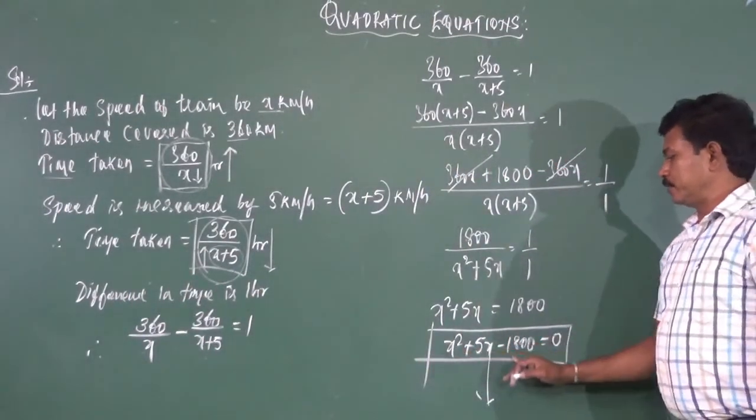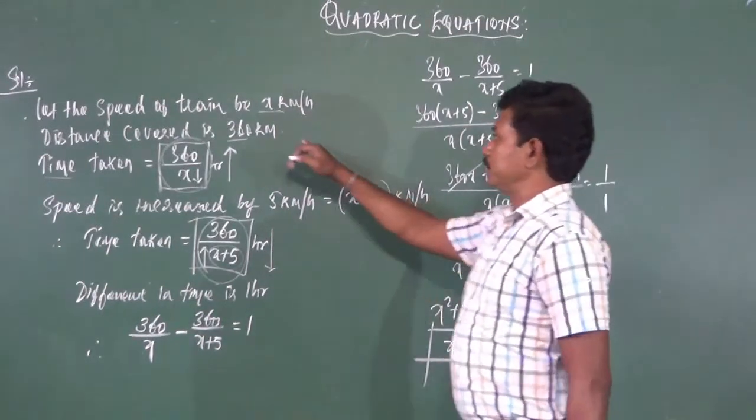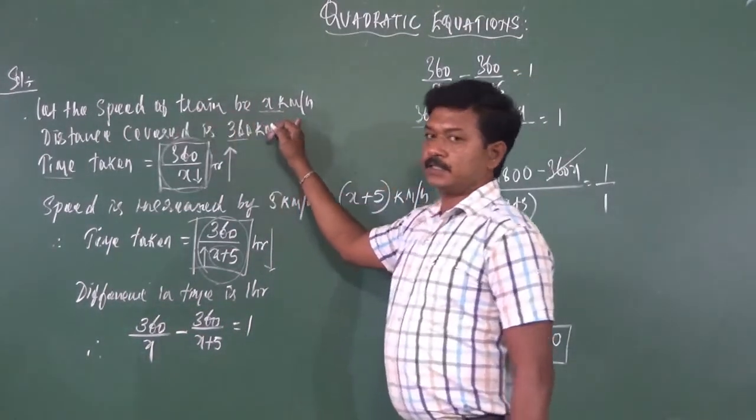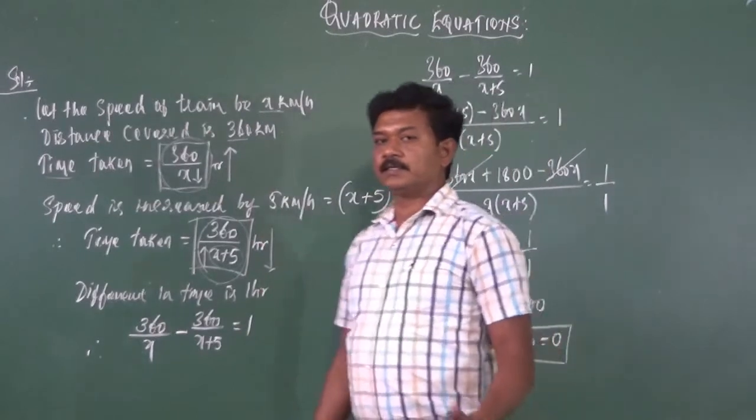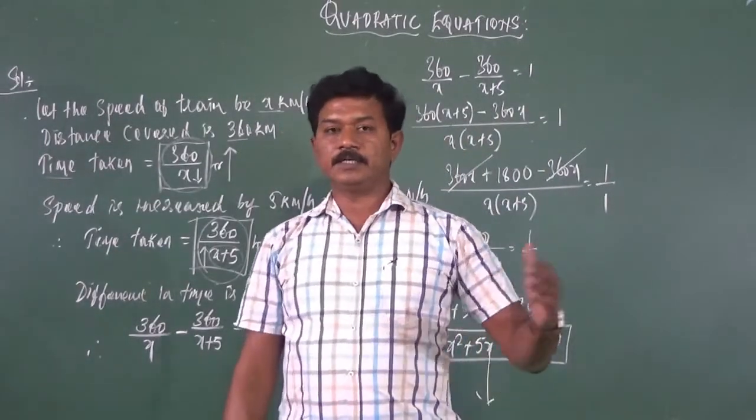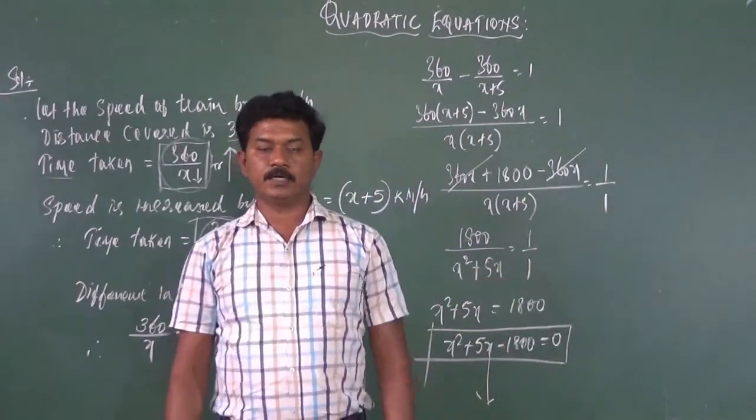So you are going to get the value of x. x is nothing but the usual speed of the train. So the speed of the train is, whatever answer you have got, kilometer per hour. That is how you have to conclude.